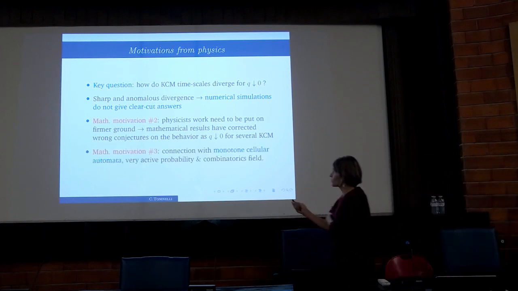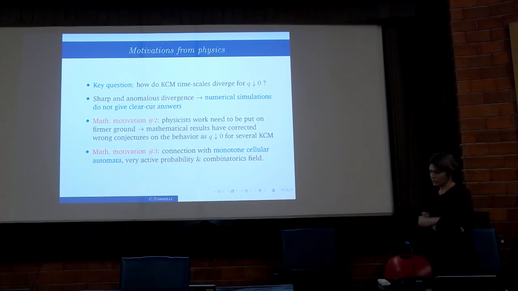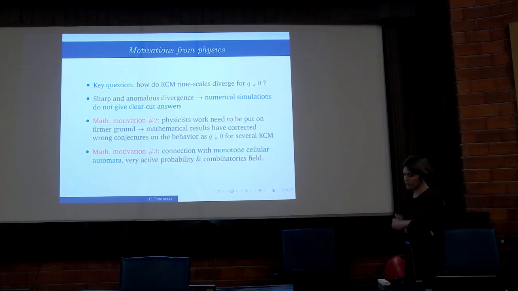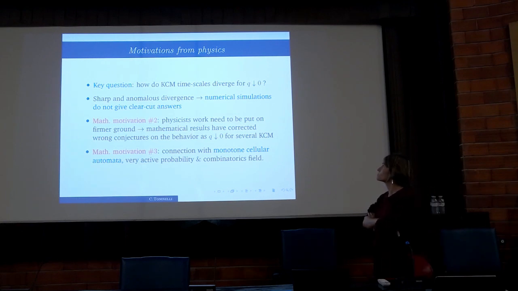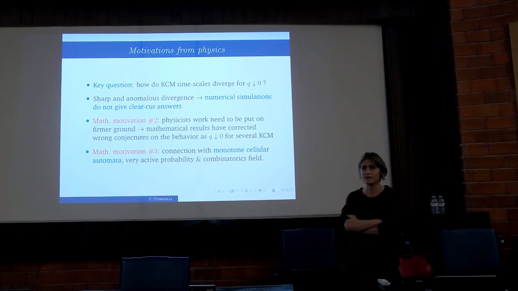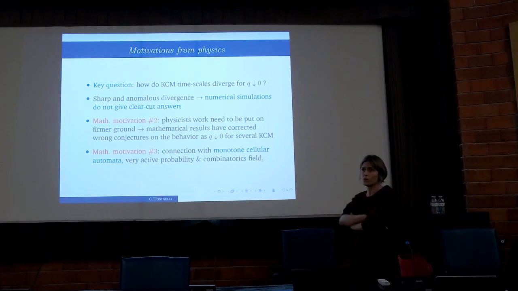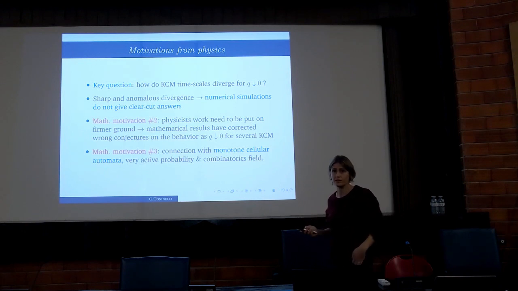And then a last motivation, and we'll come immediately to this connection, is that these kinetically constrained models and this FA2F, the two-spin facilitated model in particular, are intimately connected with the field which has been also very active in probability and combinatorics in the last years, which is the field of monotone cellular automata, in particular monotone cellular automata of bootstrap percolation type.